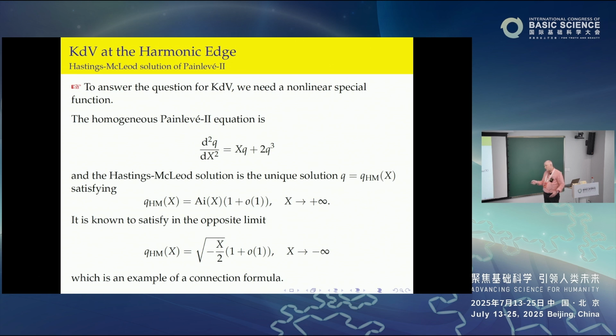And then by some miracles, it's known that in the opposite limit, as x goes to negative infinity, the same solution behaves very differently. It looks instead like a square root, which is like the balance between these two terms in the equation. So that's what's happening in the opposite direction.